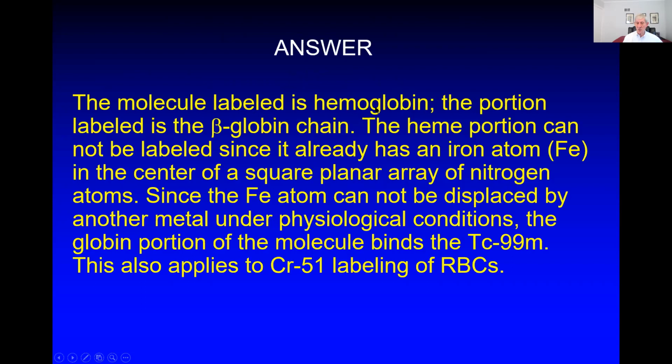So this is the molecule, and this is the portion of the molecule that we're labeling. We can't label that heme part because there's an iron in there, and we simply can't displace it under these physiological conditions at all. It's the same mechanism, by the way, for chromium labeling of red cells.